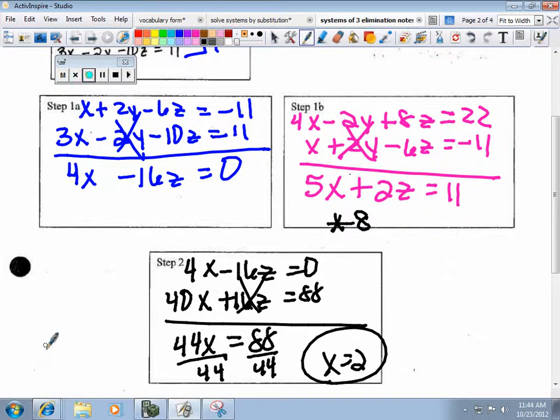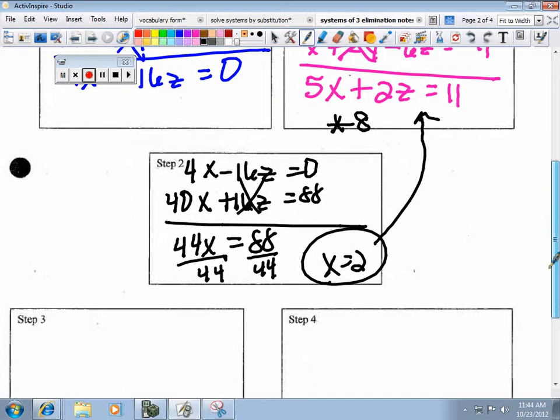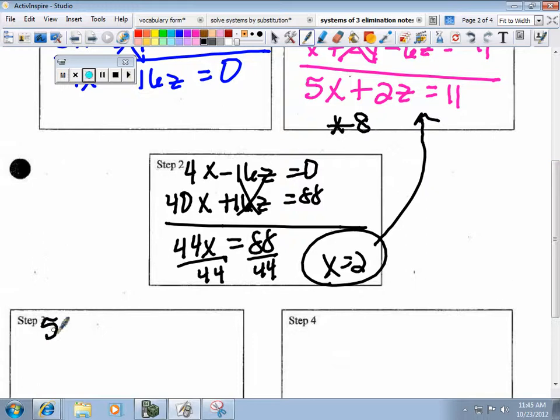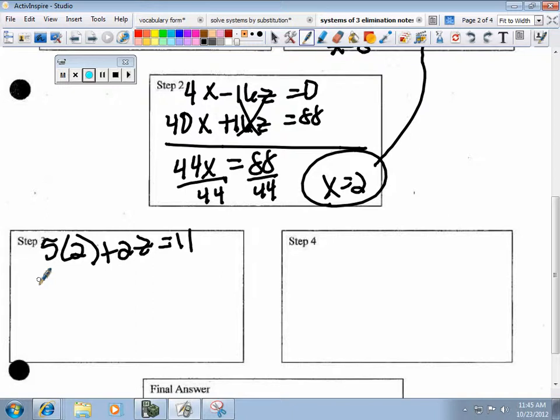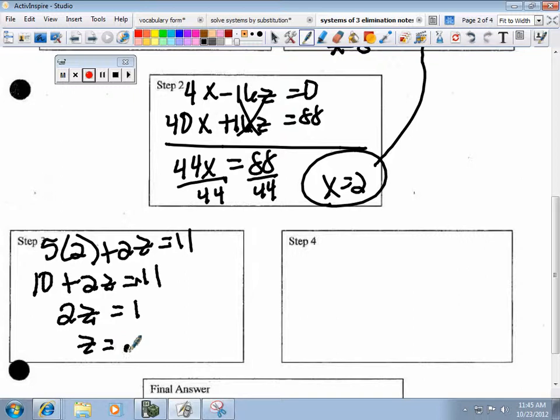Now, you're really further than that, but you only have one of your three answers. You got to have an answer for every letter. Take that answer right there to either of your equations you came up with in step 1a or step 1b. I'm going to go to the pink one up here. Okay? So we're going to come down here, and anywhere I see x, I'm going to put 2. So 5 times 2 plus 2z equals 11. So now I'm going to solve for z. So 10 plus 2z equals 11. I'm going to subtract 10. 2z equals 1. Divided by 2, z is equal to 0.5.